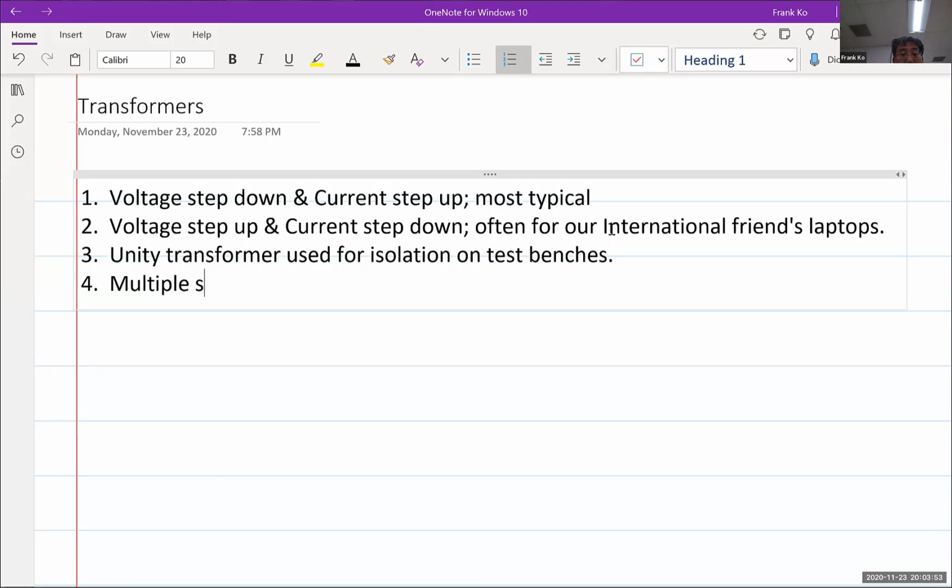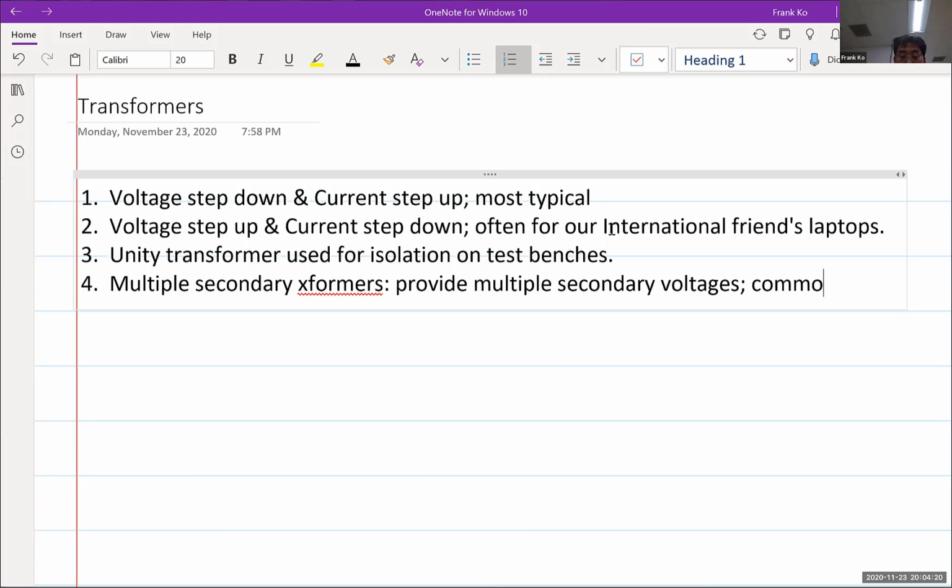Now, then there are also multiple secondary transformers. And your multiple secondary transformers provide multiple secondary voltages. These are commonly found in computer chassis power supplies.